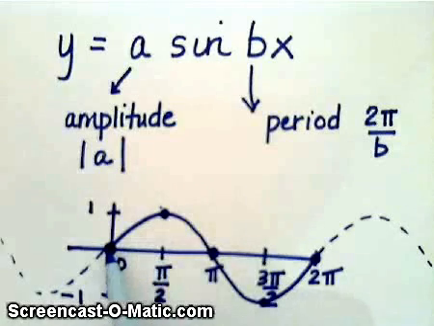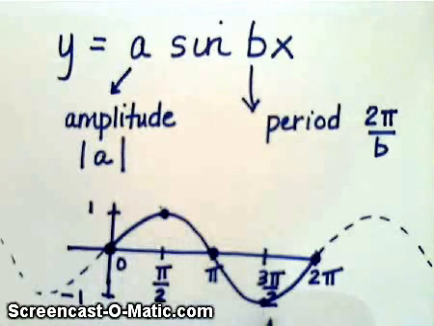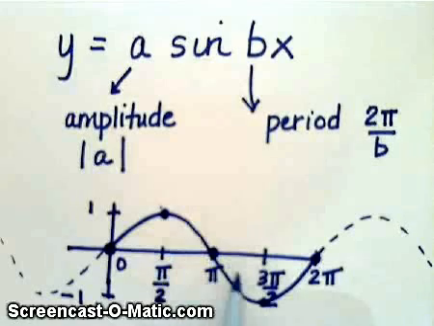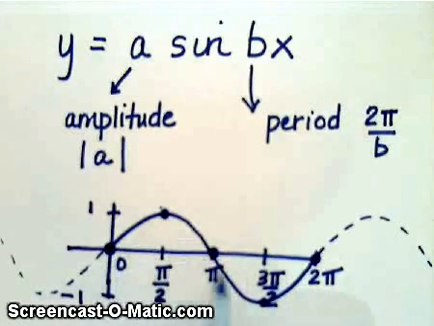Now the sine curve always has this distinctive shape. It starts at 0, it goes up and then down back to 0, and then down to the low point of the amplitude, and then back to 0. It's a two-hump curve, and it follows this basic shape.